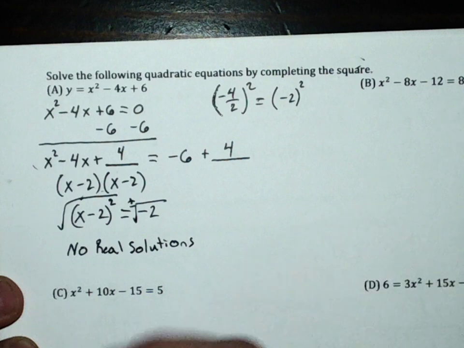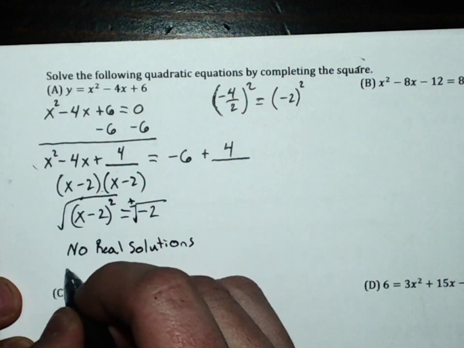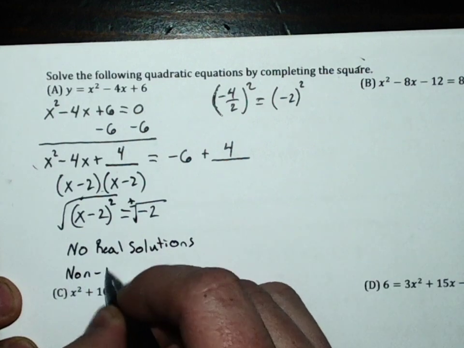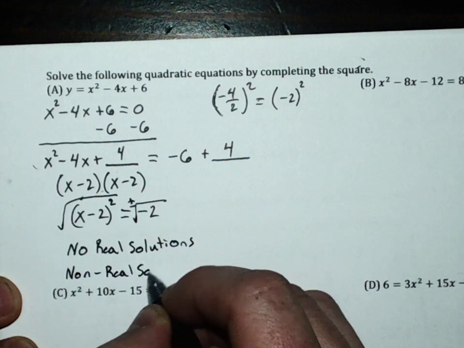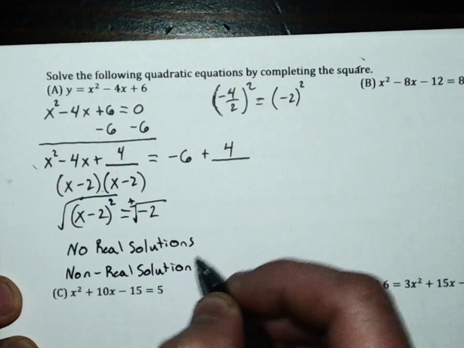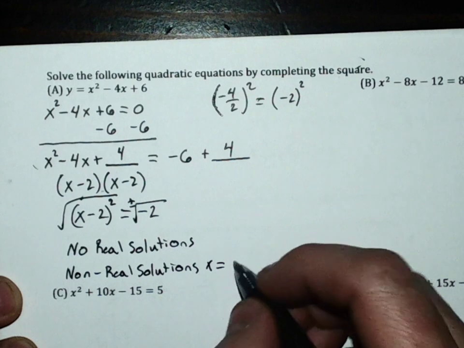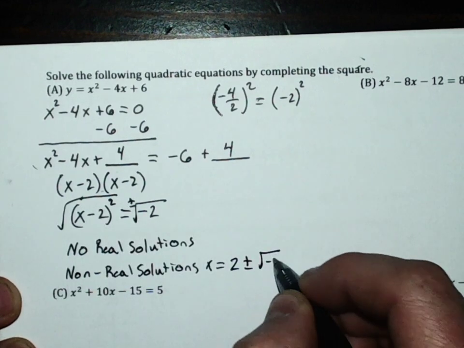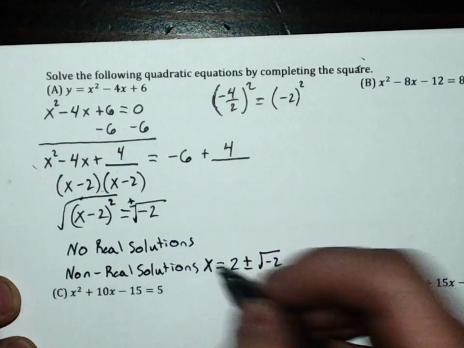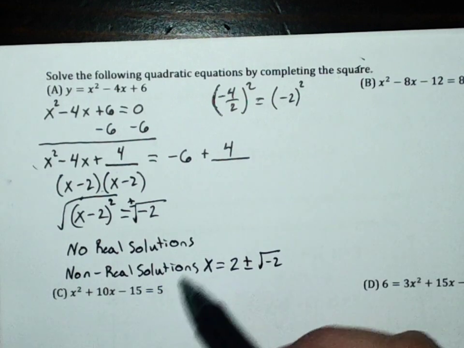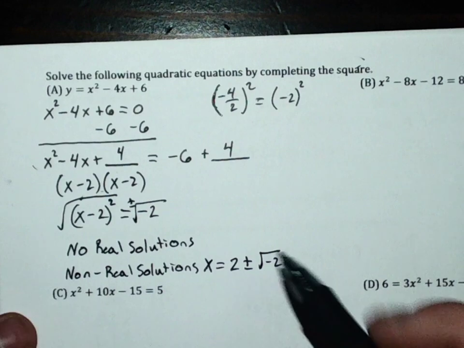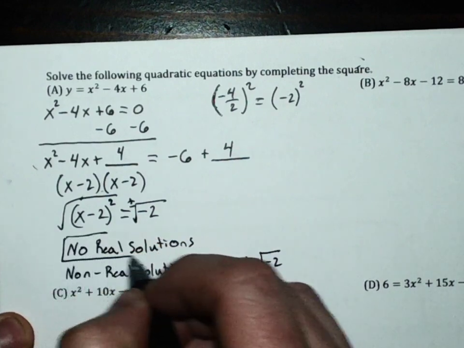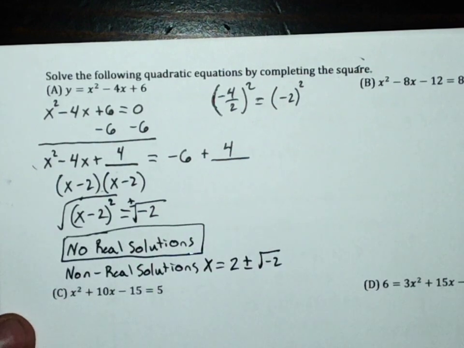Now, we could say the non-real solutions are that x equals, add the 2 over, 2 plus minus the square root of negative 2. But that is not going to ever be the answer for our class. For the purpose of our class, this would be your answer: no real solutions. Let's try again.